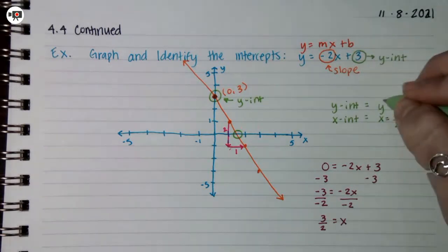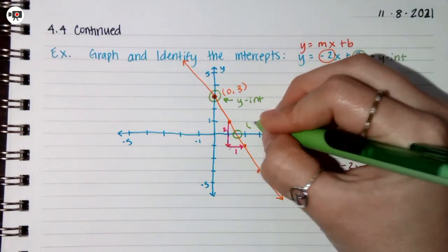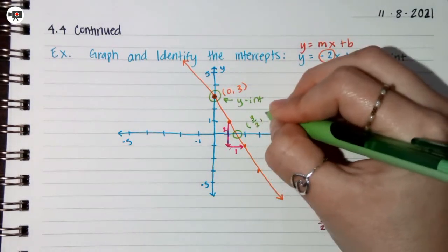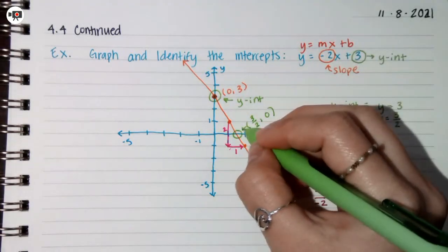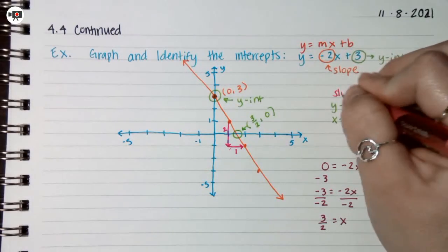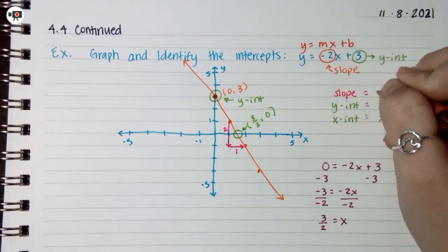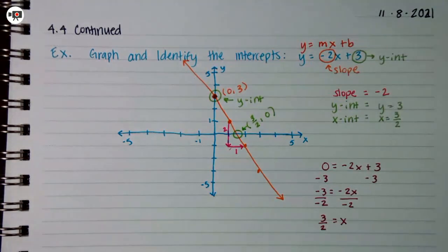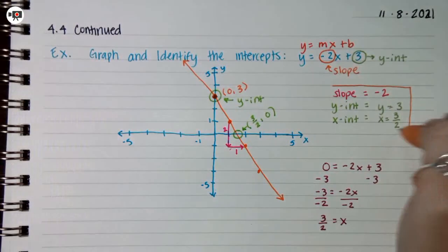So you could also write this as what the points are. So here, this is 3/2, 0, which is this little point right there. And then we can also identify the slope. I know it didn't say that you had to, but it would say the slope equals -2. So then you graph it, and then this is part of your answer as well.